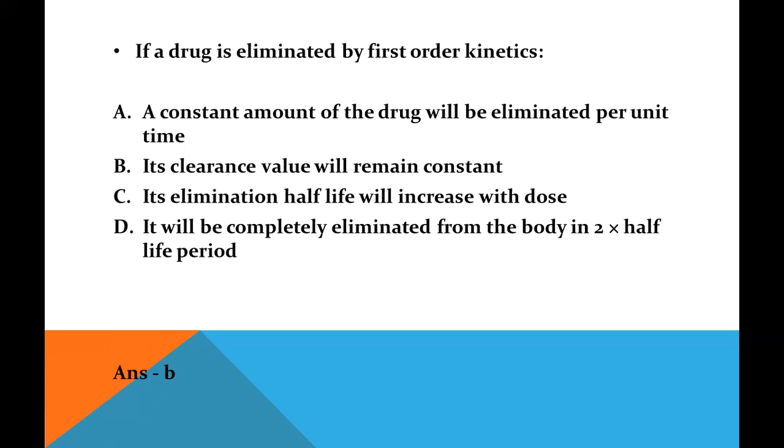Now moving to the next question. If a drug is eliminated by first order kinetics, the options are: a constant amount of drug will be eliminated per unit time; its clearance value will remain constant; its elimination half-life will increase with dose; and it will be completely eliminated from the body in two times the half-life period. So the correct answer is option B, if the drug is eliminated by first order kinetics, then its clearance value will remain constant.